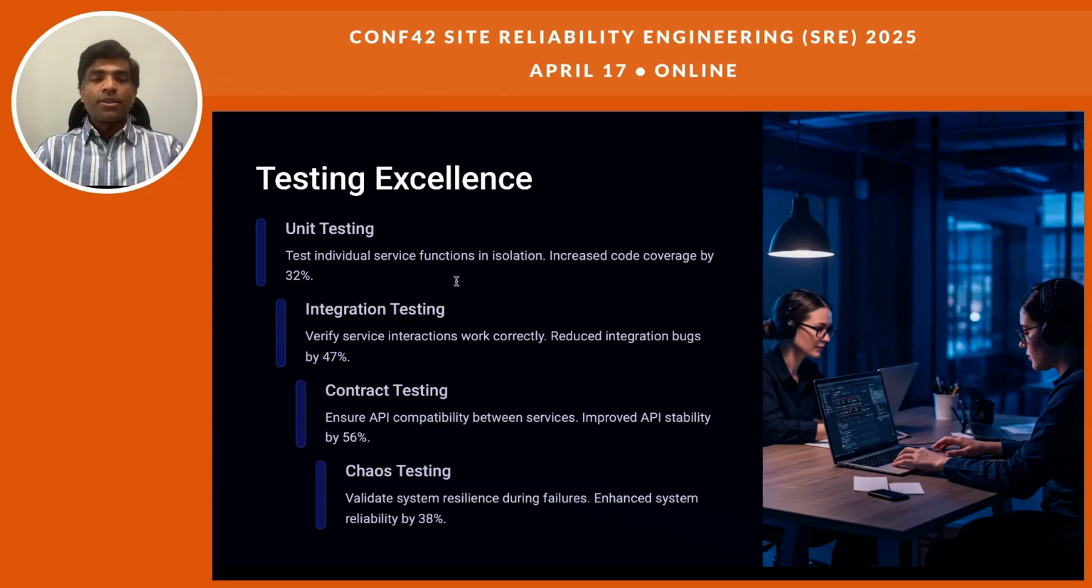Another innovative testing approach is chaos testing, which validates the system's resilience under adverse conditions. By intentionally introducing failures or disruptions, chaos testing evaluates how the system responds to unexpected challenges. This practice usually enhances system reliability by around 38%.